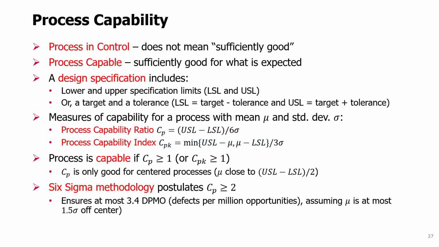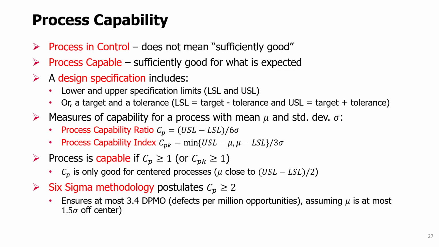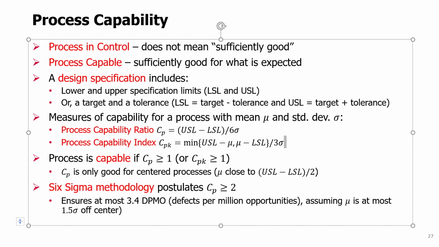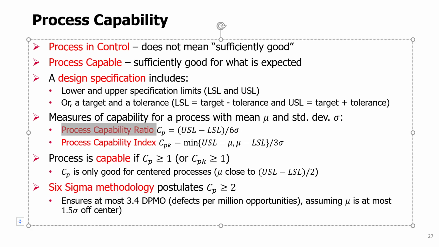So again, it is comparing the tolerance to 3 sigma, but the index is also taking into account situations where mu is off target, somewhat lower or somewhat higher than the target, and then the index will be smaller in that case than the capability ratio.